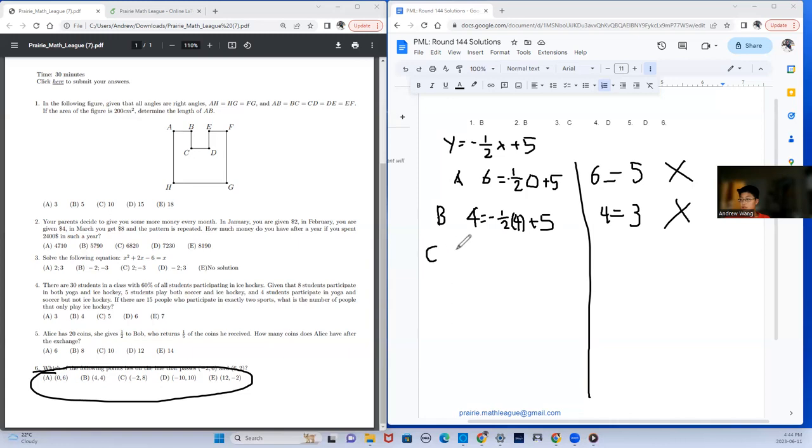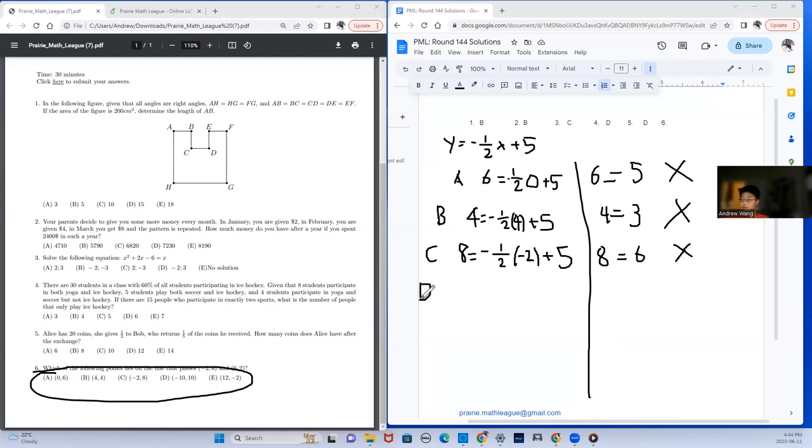Now let's look at C. C has the points -2, 8, so 8 equals -half of -2 plus 5. And this means that 8 supposedly equals 6, which is also incorrect.